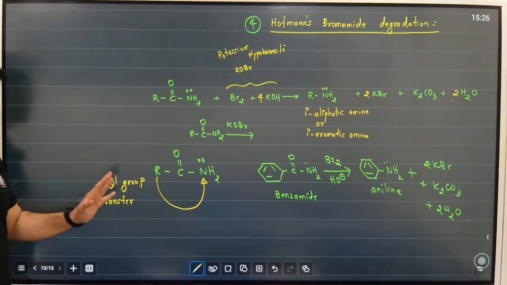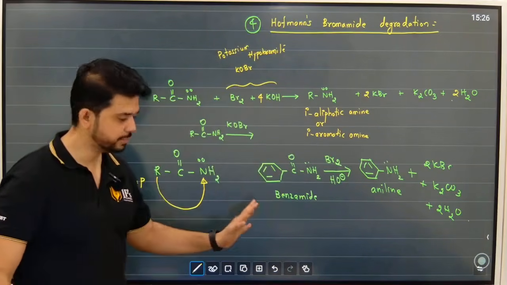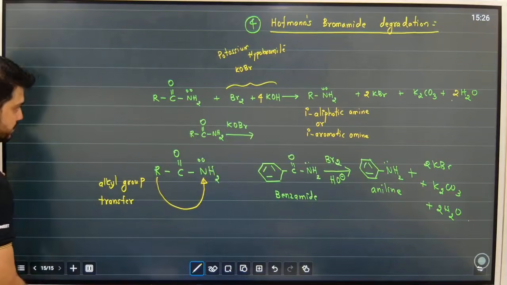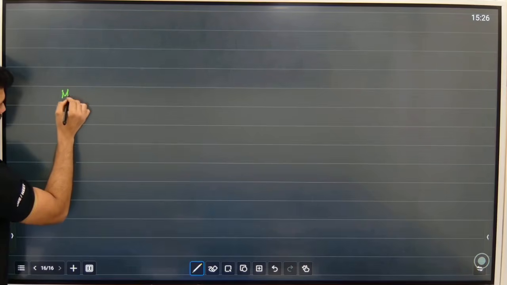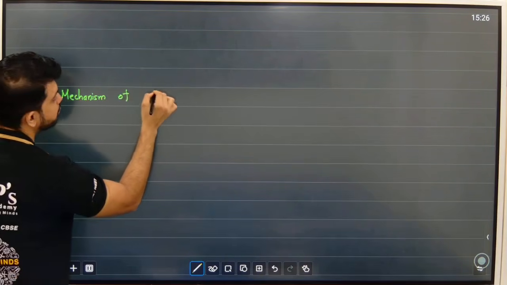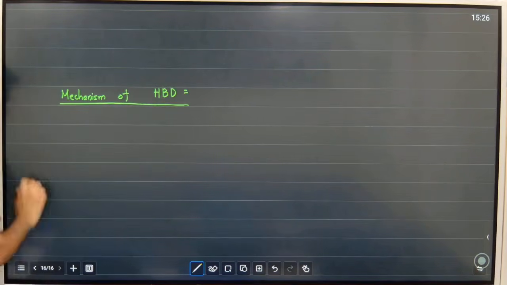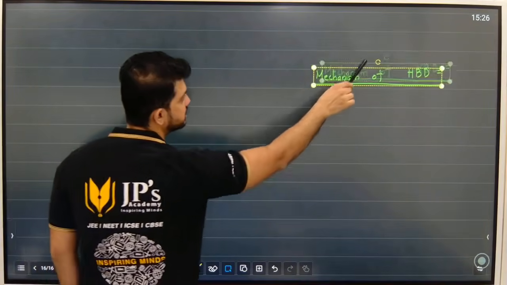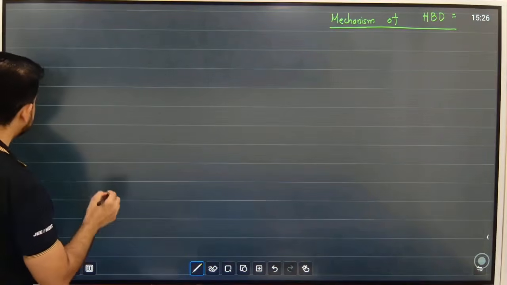Now this is Hofmann's bromamide degradation, but JEE Advanced students, let's understand. Mains and NEET के लिए this should be sufficient enough, but for JEE Advanced we need to go into the mechanism in depth. So students, let's understand the mechanism of Hofmann's bromamide degradation. Okay, shortcut में लिख रहा हूँ HBD, Hofmann's bromamide degradation. Let's understand students what happens in HBD.